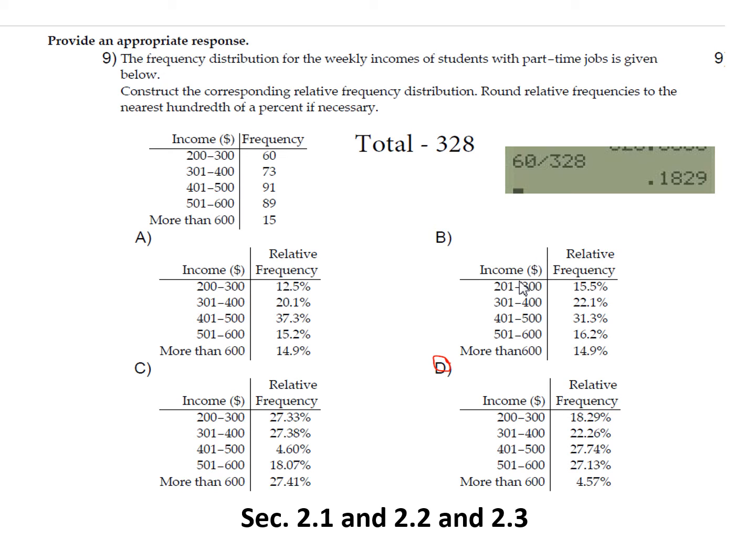The total here was 328. I took the very first frequency between 200 and 360. I took 60 over the total, came up with 0.1829. Well, that as a percent, moving the point 2 places to the right, is 18.29%.